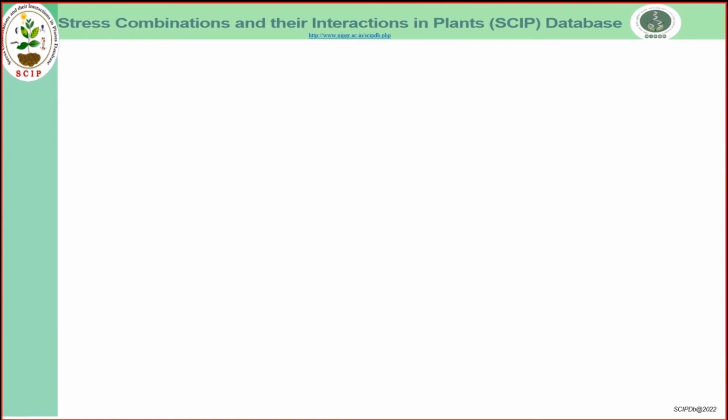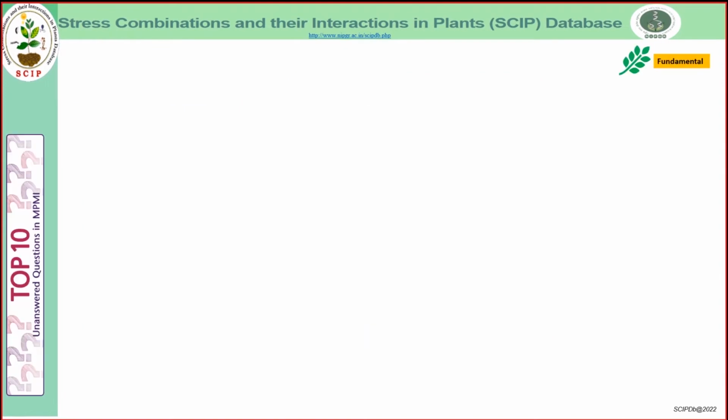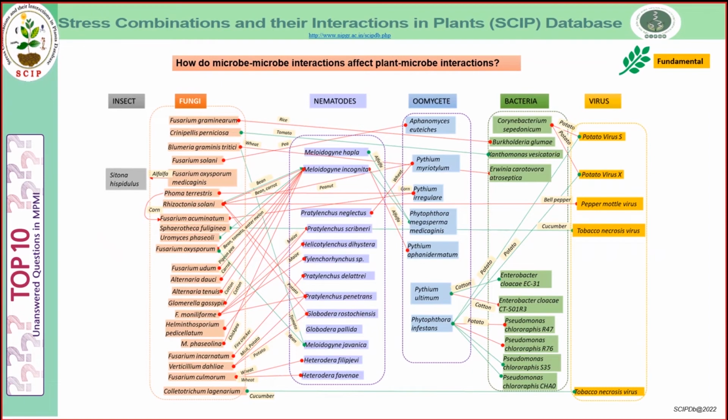The database also provides insight into another important question posed on the top 10 unanswered questions in the MPMI on how does microbe-microbe interaction affect plant microbe interactions. The biotic category of the SCIP Phenomics provides an account of the various interactions between the different pathogens and pests and the impact of such interactions on the plants, thereby highlighting the existing and or emerging disease complexes.